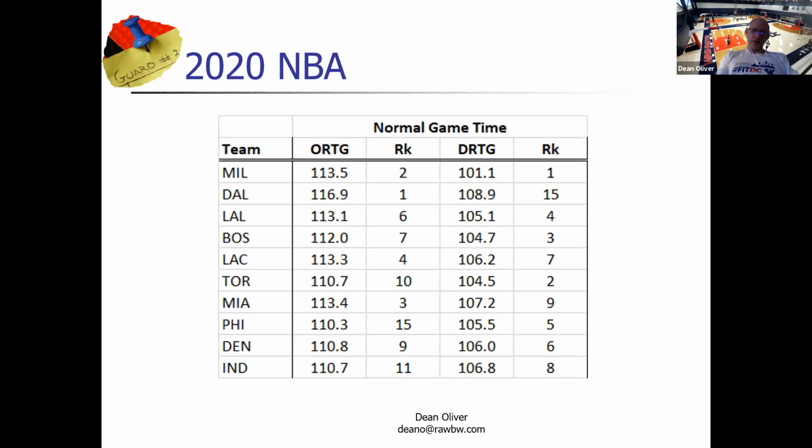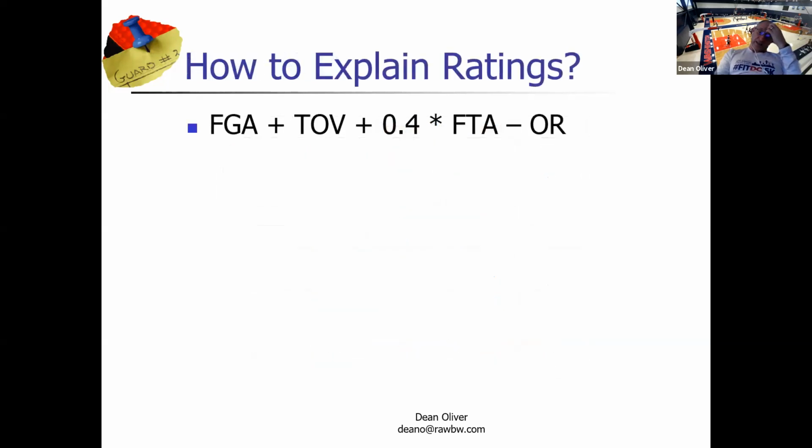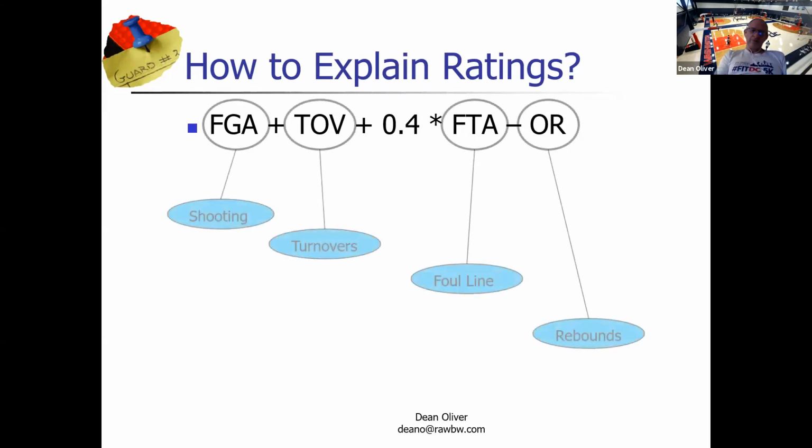So I had this a long time ago, but the natural question when you're looking at how good an offense is and how good a defense is, is why. Why is Milwaukee number 2? Why is Dallas number 1 on offense? Why is Milwaukee the best in defense? And frankly, that came from the estimate. This estimate that I put together, all I originally thought of it as was an estimate of how many possessions were in the game. But it turns out to be much more important than that.